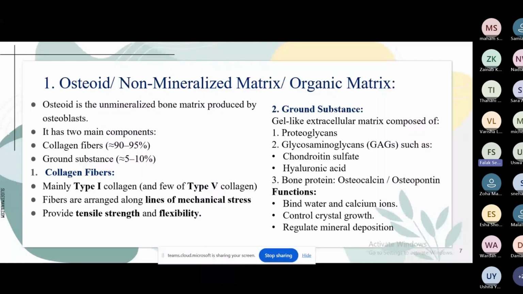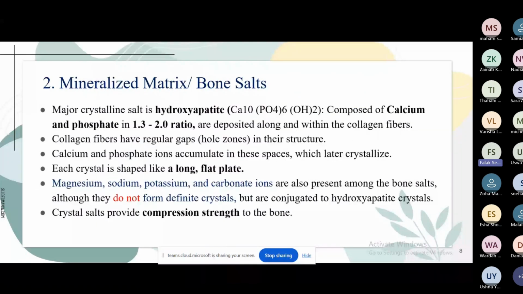Now coming to the mineralized matrix or bone salts. The major crystalline salt in the bone is also known as hydroxyapatite, and you will find the chemical formula as Ca10(PO4)6(OH)2. So what's the main crystalline salt? It's the hydroxyapatite, and it's composed of calcium and phosphate in a ratio of 1.3 to 2.